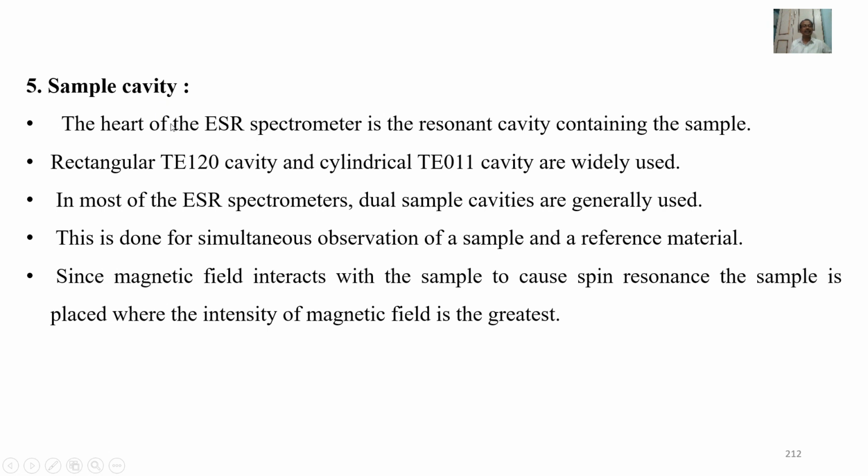The heart of the ESR spectrometer is a resonant cavity containing the sample. Rectangular TE120 cavity or cylindrical TE011 cavity are widely used. In most of the ESR spectrometers, dual sample cavities are generally used. This is done by simultaneous observation of the sample and the reference material. Since the magnetic field interacts with the sample to cause spin resonance, the sample is placed where the intensity of the magnetic field is the greatest.